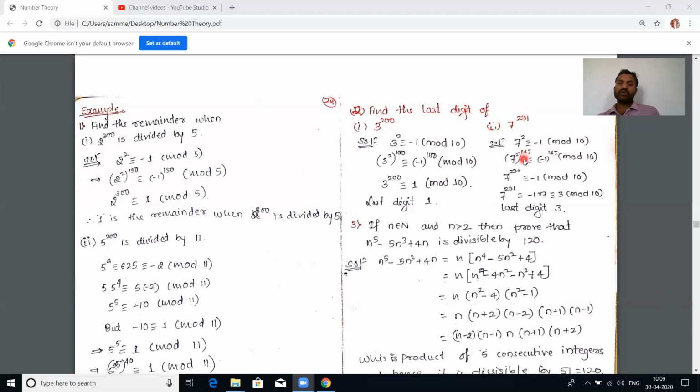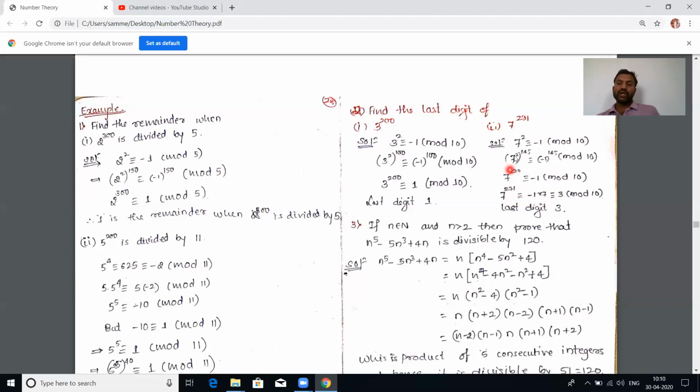If I raise the power 145 on both sides, 7 squared is congruent to minus 1 mod 10. Raising power 145 on both sides, 7 squared raised to 145 is congruent to minus 1 raised to 145 mod 10. 2 into 145 is 290. So 7 raised to 290 is congruent to minus 1 raised to 145, an odd number, so it is minus 1. So 7 raised to 290 is congruent to minus 1 mod 10.